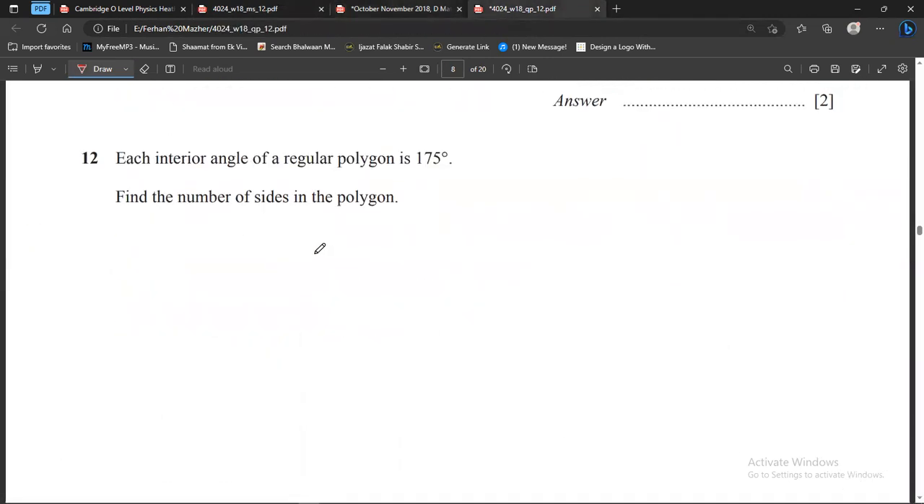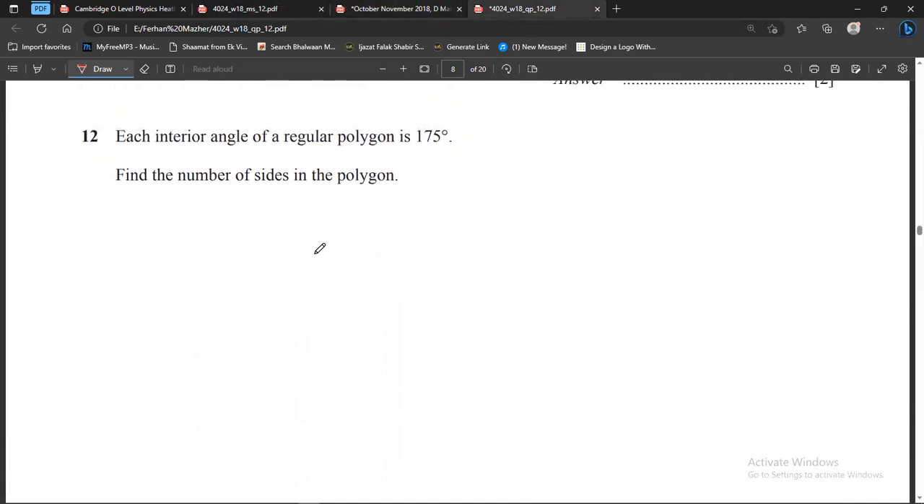Okay, now we are going to the next question. That is question number 12. It's a 2 marks question. It says each interior angle of a regular polygon is 175 degrees. Find the number of sides in the polygon.